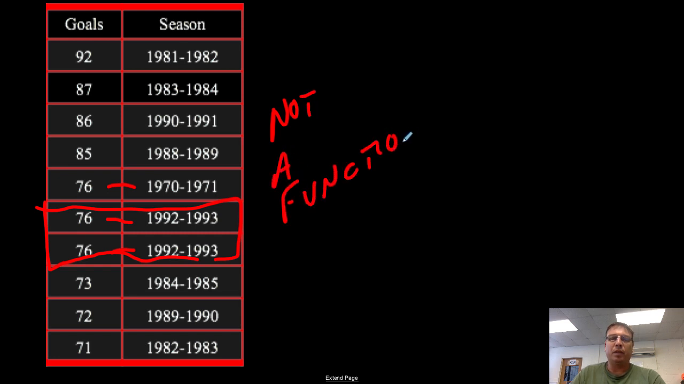Okay, so just to repeat, the reason that it's not a function is because 76 has two different outputs. 76 happened in 1970, 1971, and it happened again in 92, 93.